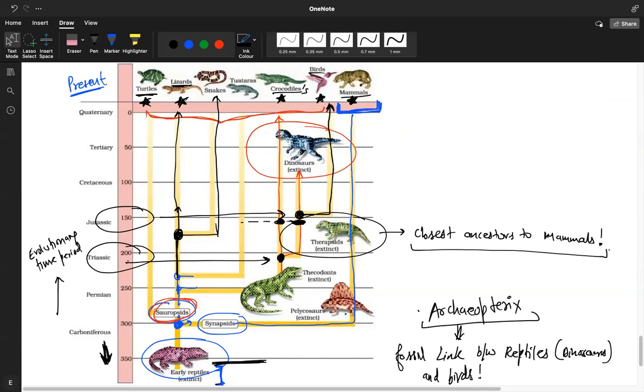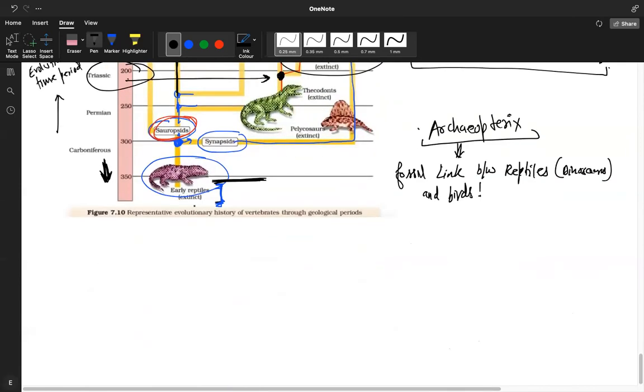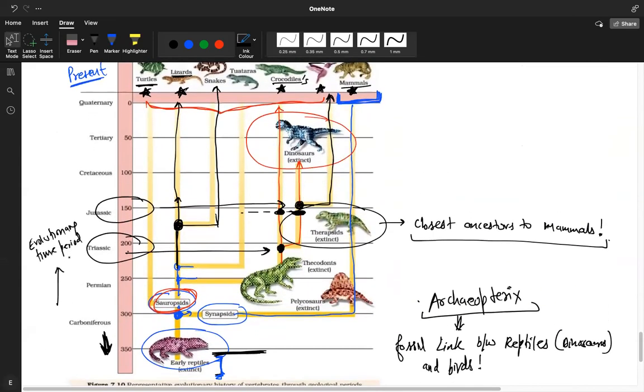So the first kind of mammals were like shrews. You know shrews? Yes, sir. Like little mice. Yes, they have a long snout like shrews, small shrews. So first mammals were like shrews, and we have found their fossils.